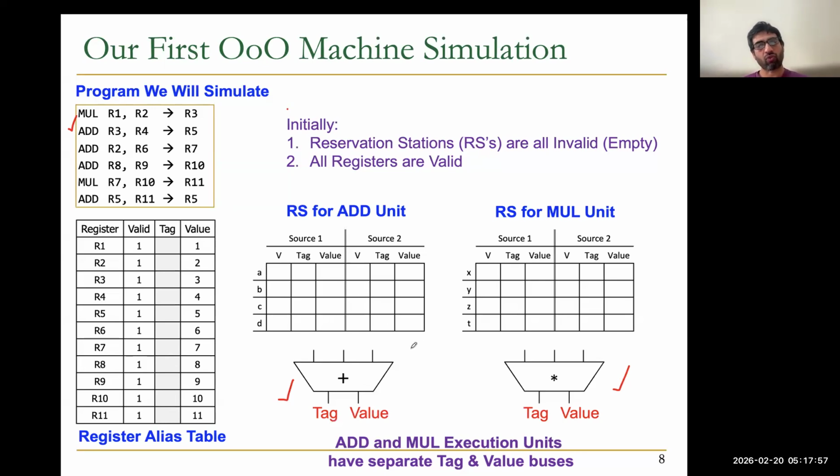In addition, for each functional unit, we have reservation stations. So, for example, for the adder, we have four reservation stations labeled A, B, C, and D. And in each reservation station, we can hold the source operands of an instruction. So, if an instruction has two source operands, source 1 and source 2, we have a place here. This will show whether the source is valid or not. If valid, what is its value? And if it is not valid, then we will have a tag here. Same goes for source 2. Similarly, here we have four reservation stations for the multiplier.